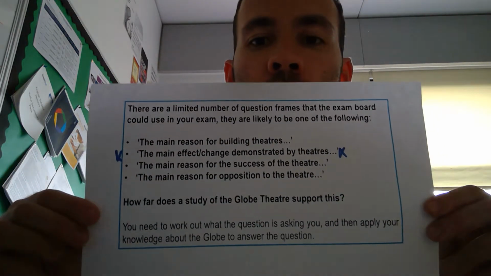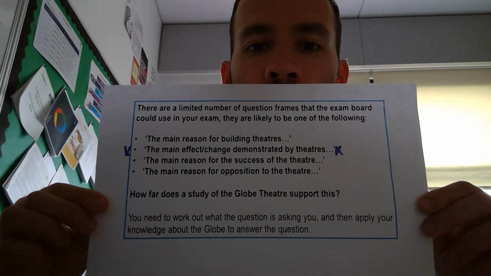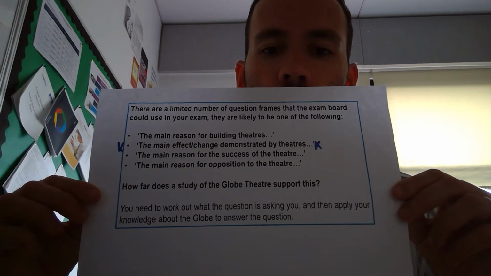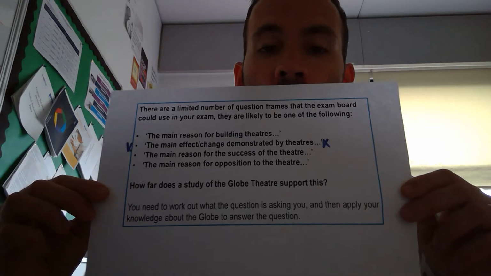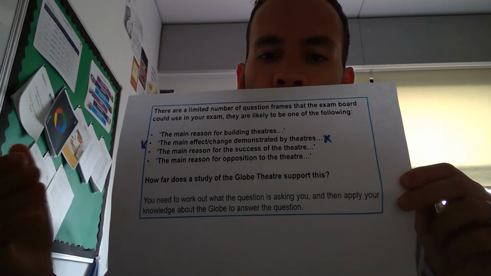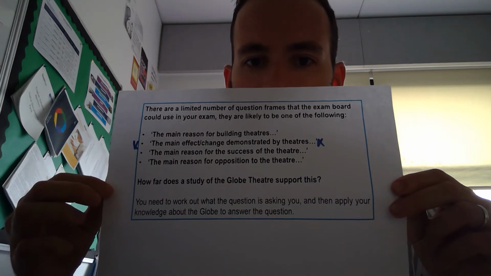So the Globe Theatre question, when this comes up on the 6th of June, we think, and this is just a think, that it's going to be one of these four questions. It could be the main reason for building theatres such as the Globe was, and then you put a factor in, and then you may have to say how far does a study of the Globe Theatre support this.